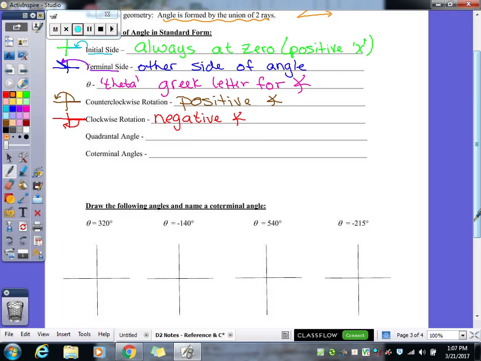A quadrantal angle is an angle who lands on one of your axes. So an angle with a terminal side on an axis. So for example, if it ended up here was your terminal side, we'd have a 90-degree angle, 180, 270. Those are our quadrantals because they end up on your axis.